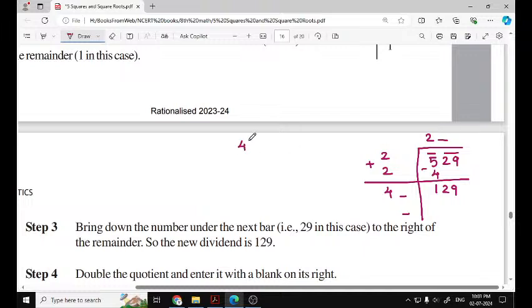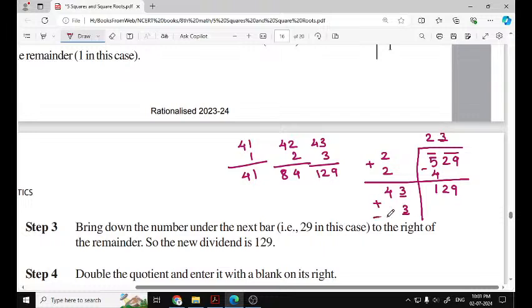Now if we write 1, then 41 into 1 is 41, that is smaller than 129. We can try for 2. This is 84, which is also smaller. Now let us try 3. 43 into 3 is 129. So we write here 3, 3, 3.